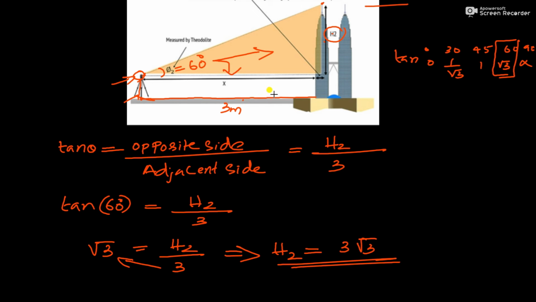That's not actually the height of the building, right? This is h2. It's from here to here, that's h2, not from here to here. So this is the height of the theodolite, which you can measure using a tape, right? So the height of the building is h2 plus something that you will get. That's it. So it's easy, right?